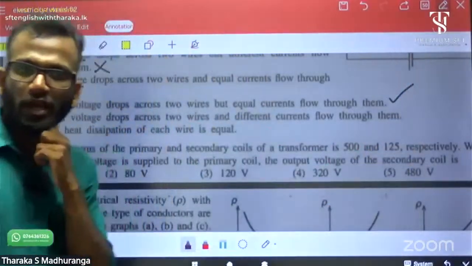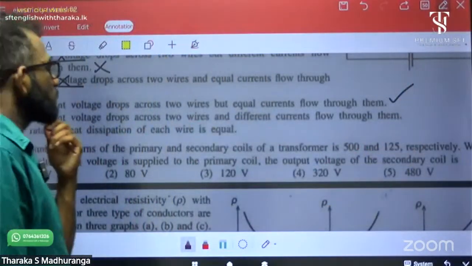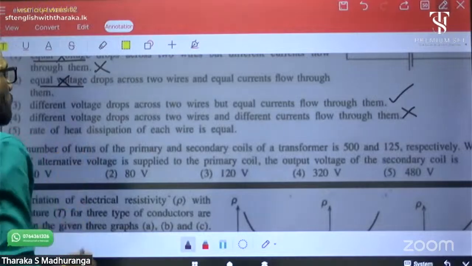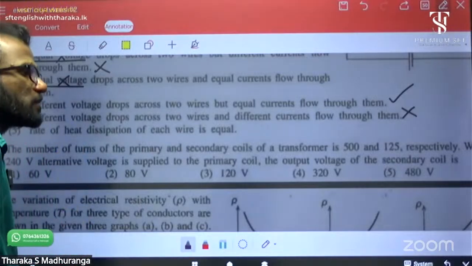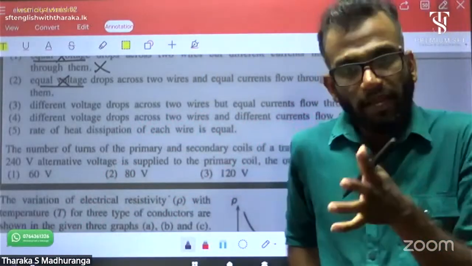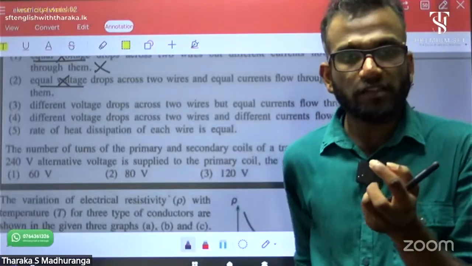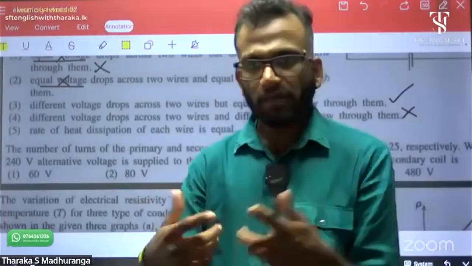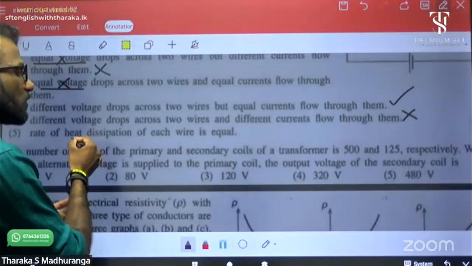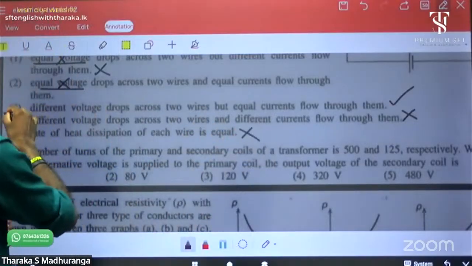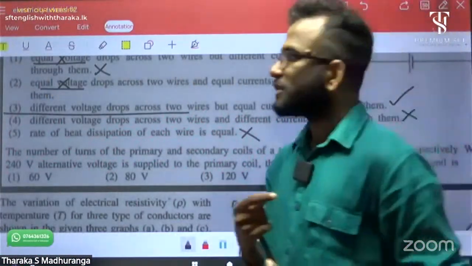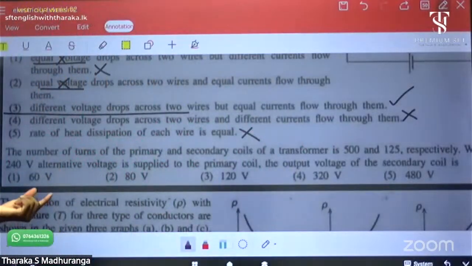Answer number 3: different voltage drops across the two wires, and the rate of heat dissipation of each wire is not equal. The resistance differs because, although length and cross-section area are equal, the resistivity differs. Therefore the two wires have different resistances, and the rate of heat dissipation is not equal. Answer number 3. They are very important questions.